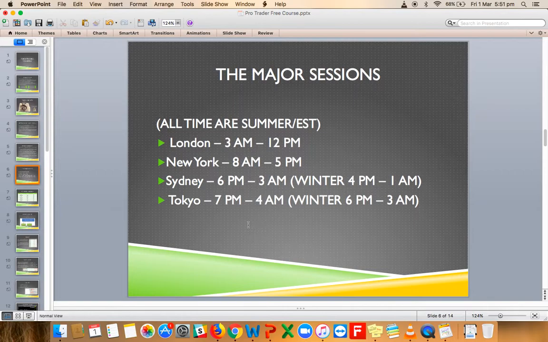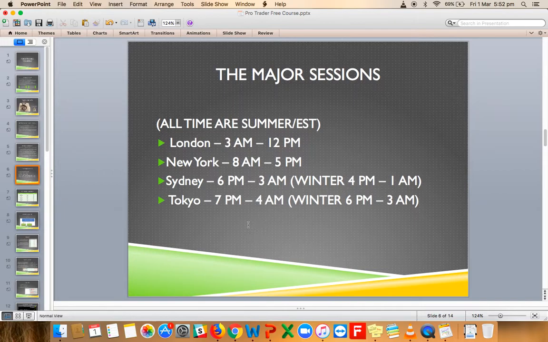We have the London section. London starts from 3 a.m. Eastern time. Please note this is Eastern time. It closes at 12 p.m. Then they have the New York section. New York starts 8 a.m. Eastern Standard Time and closes 5 p.m. They have the Sydney section. Sydney starts 6 p.m. Eastern Standard Time to 3 a.m. When it's winter, it starts 4 p.m. Eastern Standard Time to 1 a.m. Then Tokyo starts 7 p.m. and rounds up 4 a.m.